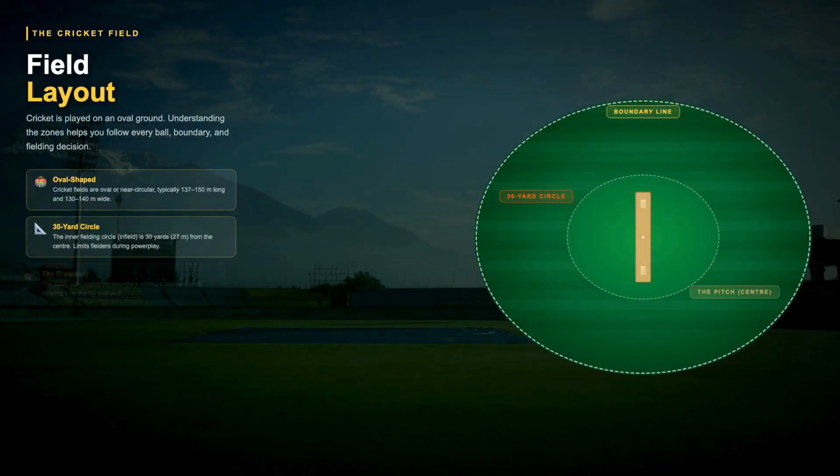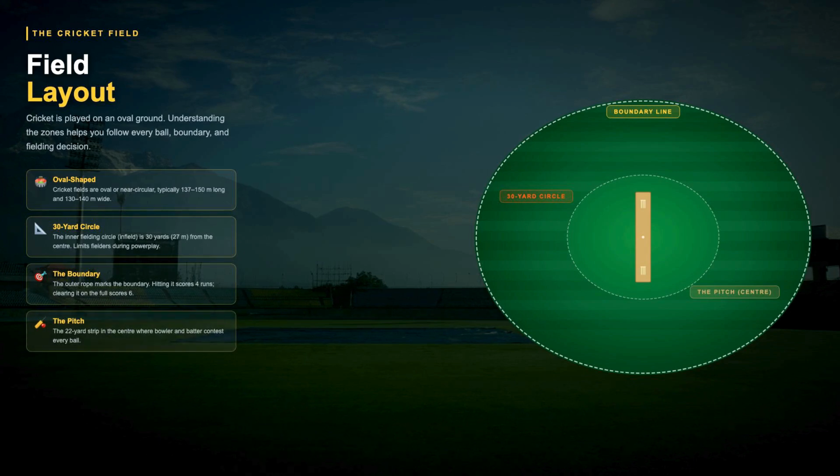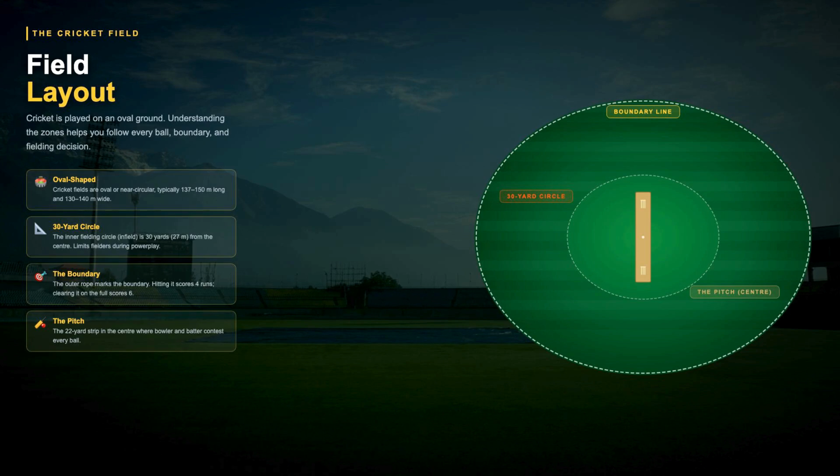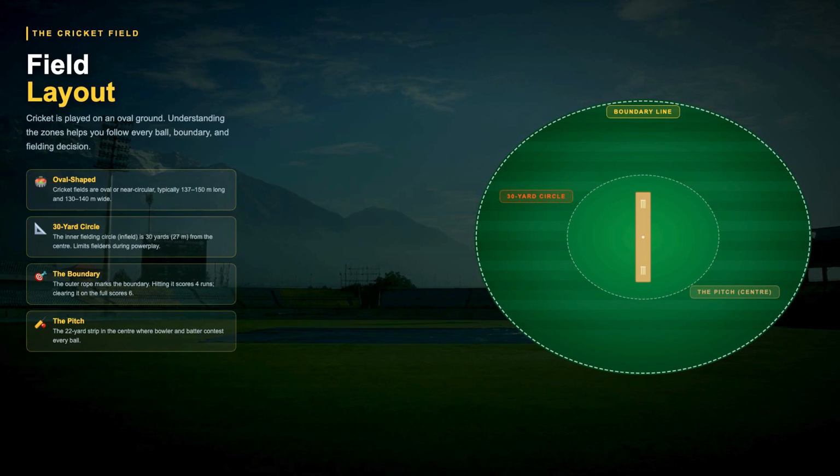Cricket is played on a large oval-shaped ground, typically between 130 and 150 meters across. At the heart of the oval sits the pitch, a 22-yard strip of prepared clay and grass where all the action happens. Surrounding the pitch is the infield, bounded by the 30-yard circle, also called the fielding restriction circle or the inner ring. This circle is 27 meters from the center of the pitch.